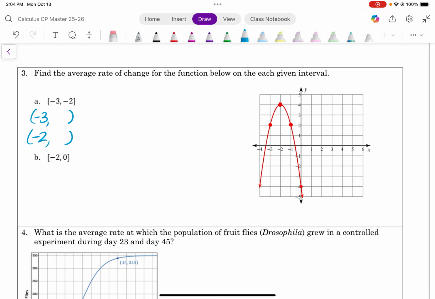To find them, you just refer to the picture. When I go to -3, you can see there's a dot and the y value is 2. When I go to -2, I find the dot and the y value is 4.